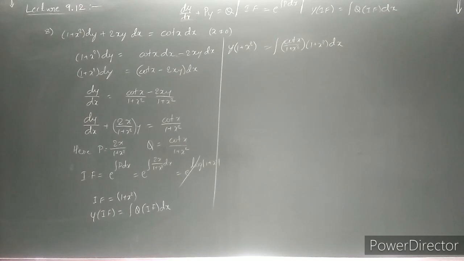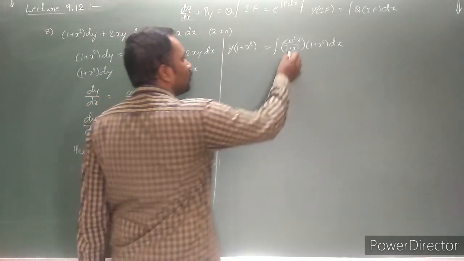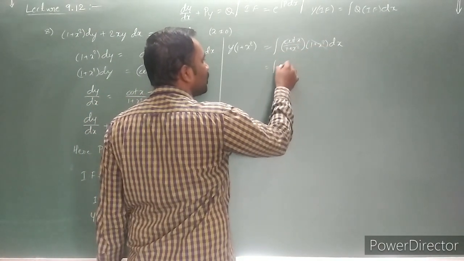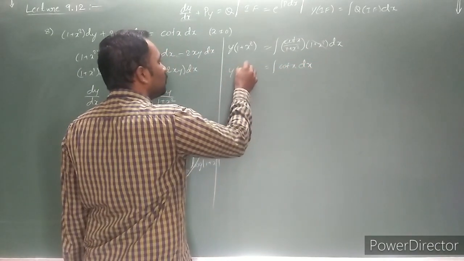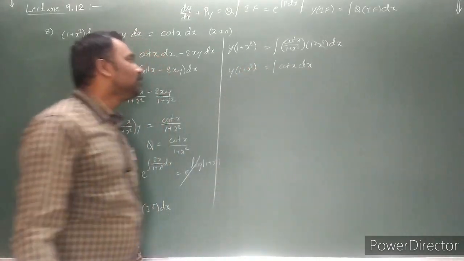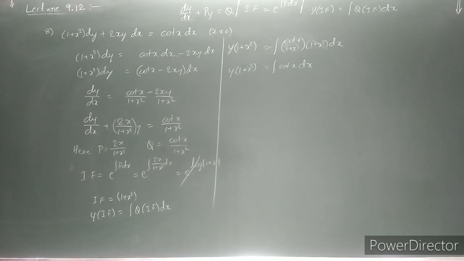So how do you integrate that one? Do you know that the term will reduce? Check it. Yes, (1 + x²) and (1 + x²) will cancel, leaving the integration of cot x dx. The left-hand side is y times (1 + x²). Now integrate the right-hand side. What is the integration of cot x? Do you know the integration of cot x?